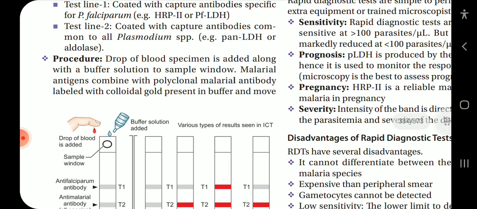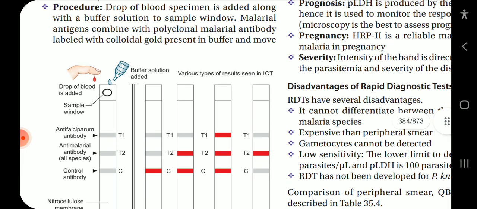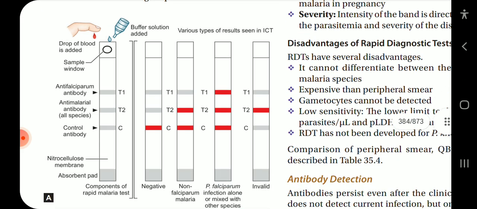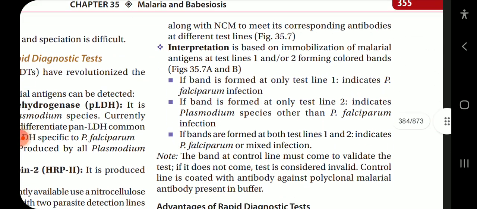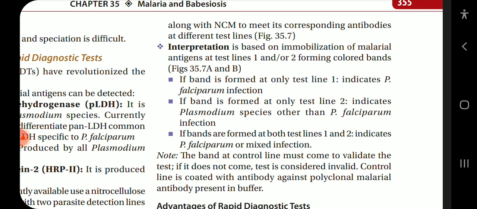Procedure. A drop of blood specimen is added along with a buffer solution to a sample window. Malaria antigens combine with polyclonal malaria antibody labeled with colloidal gold present in the buffer and move along the nitrocellulose membrane to meet the corresponding antibodies at different test lines. Interpretation is based on immobilization of malarial antigen at test line 1 or 2, forming colored bands.